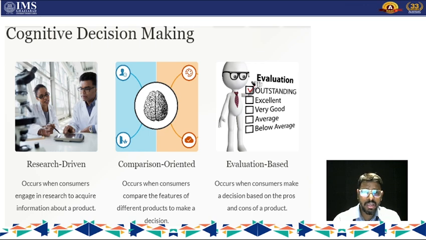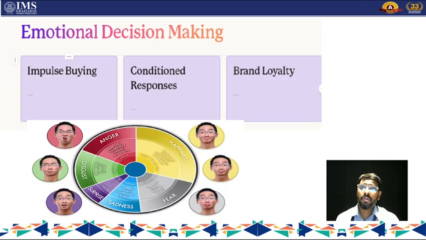Next, what if I talk about the evaluation? Yes, evaluation based occurs when consumers make a decision based on the pros and cons of a product. Being a consumer, I have to check the amount I am going to pay against the product, and I need to evaluate it. Is this product outstanding, excellent, very good, average, or below average? Because after all, I have to purchase the product again and again, right?